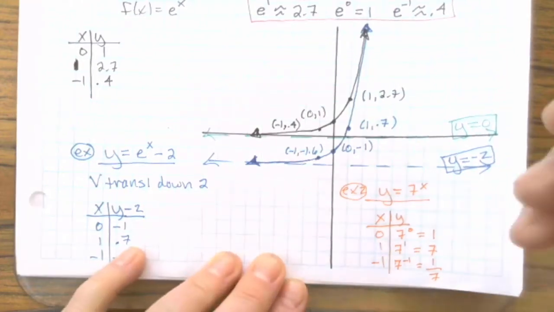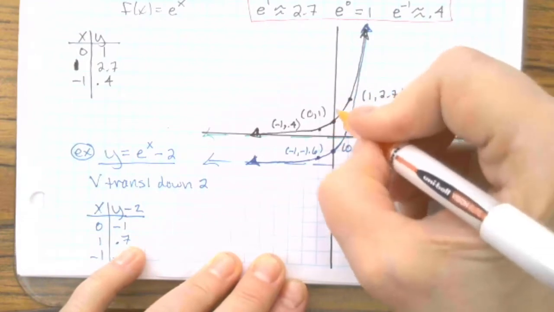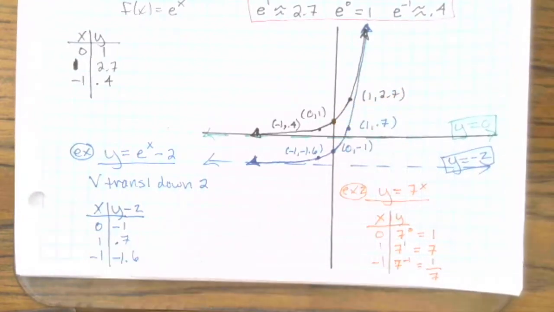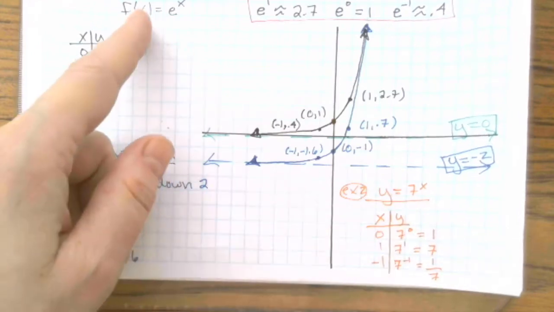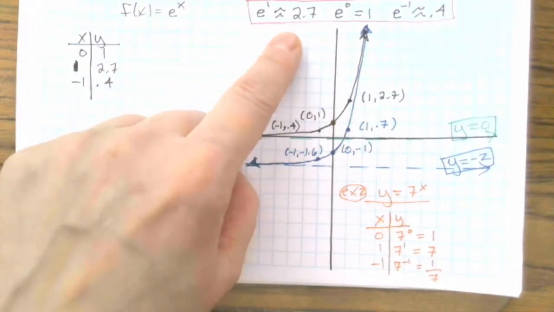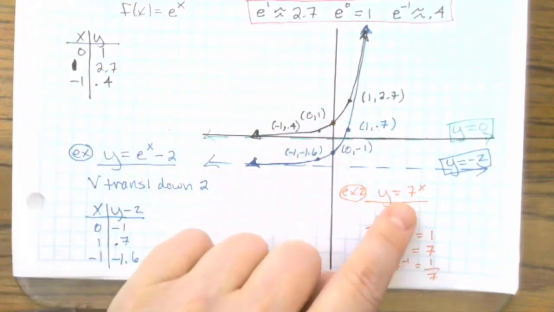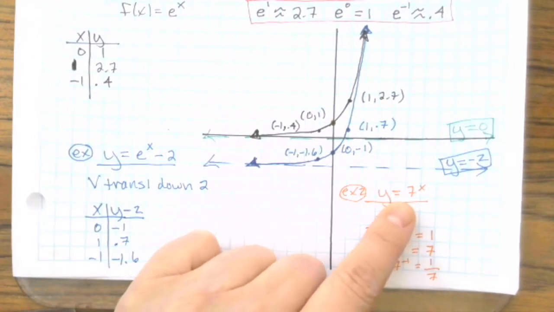All right, let's plot this. So 0, 1 has not changed. Okay, so before we plot this though, base 7 compared to base e is 2.7. So 7 is quite a bit larger.